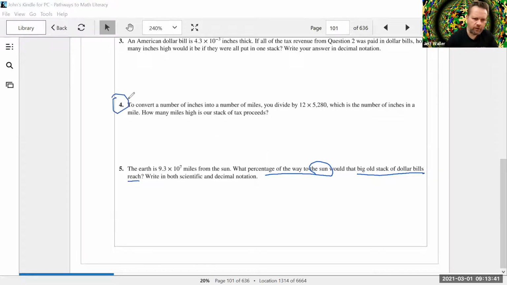So on number 4, you're going to figure out the number of miles that your stack of money is. Everybody with me? So you're going to figure out how tall the stack of, here's your stack of money.